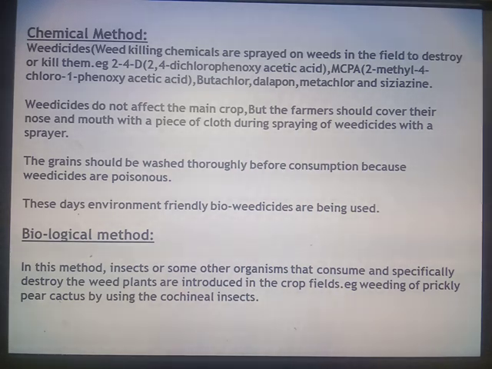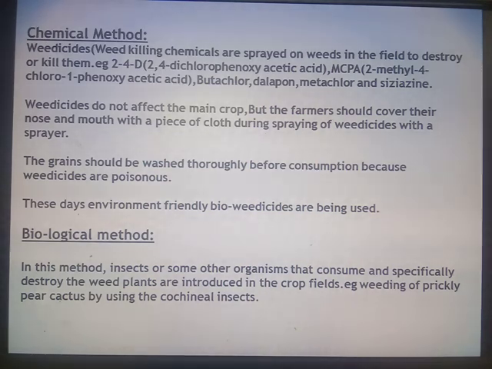Weedicides do not affect the main crop, but the farmers should cover their nose and mouth with a piece of cloth during spraying of weedicides with a sprayer, because no doubt they are chemicals, so they can adversely affect the health of human beings. The grains should be washed thoroughly before consumption because weedicides are poisonous. These days, because of the advancement of technology, environment friendly bio-weedicides are being used, which are less harmful, or you can say less poisonous in comparison to other chemical weedicides.